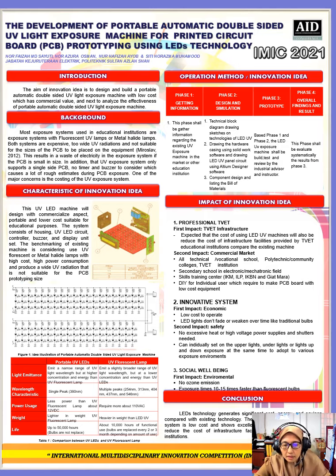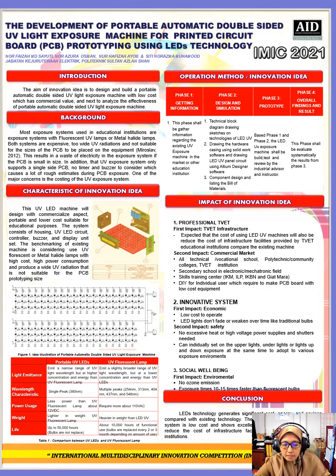The operation method of this innovation idea involves 4 phases. Phase 1 is getting information, phase 2 is design and simulation, phase 3 is prototype, and phase 4 is overall finding and result. For phase 1, getting information, this phase gathers information regarding the existing UV exposure machines in the market or other educational institutions.